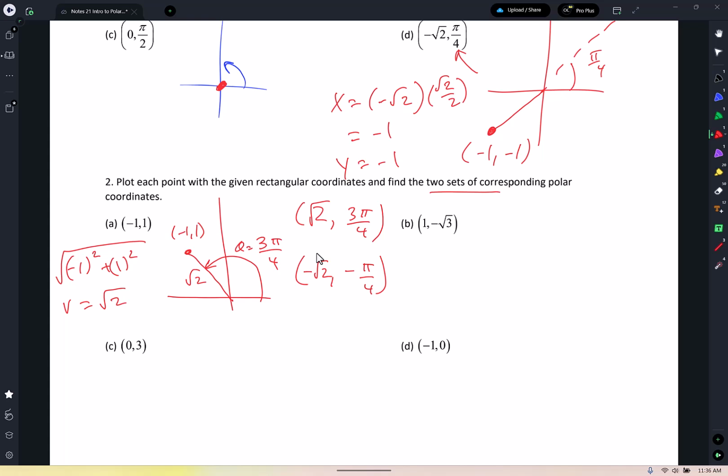Okay. Last one, letter B. 1 comma negative square root of 3. So not to scale. And let's see, positive, negative. So I'm in quadrant 4. 1, square root of 3. So we're probably like right there.